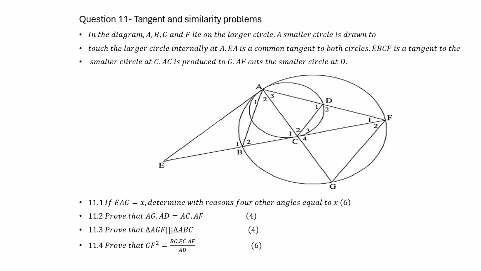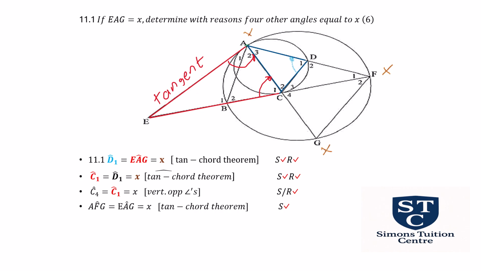All right, so let's go to the first problem. I hope you follow. So I say, pause and write down what I've written if you want to think, or listen first. It's entirely up to you, or you can attempt it yourself. All right, so 11.1: if EAG equals X, as I've drawn, determine with reasons four other angles equal to X, for 6 marks.